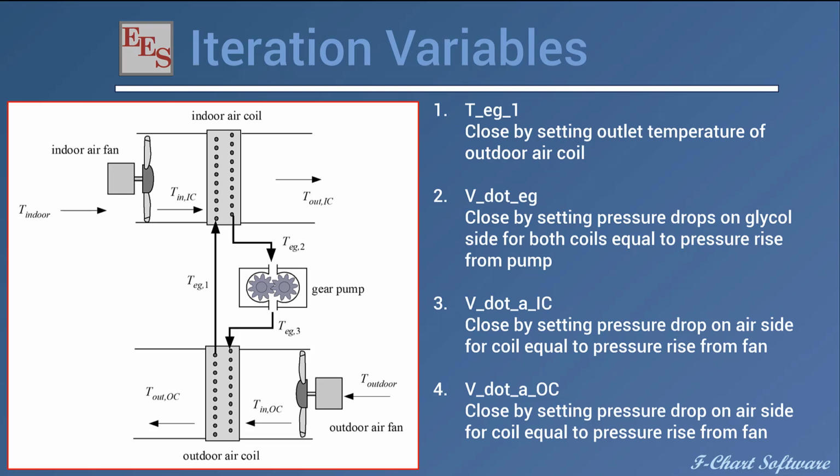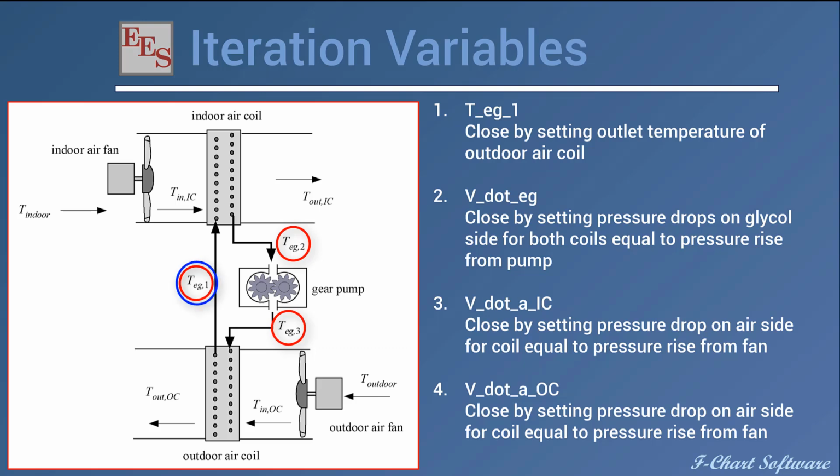And there's different ways to do this, but my strategy is going to be to start here at the T ethylene glycol 1 and guess some reasonable value for that. So you know it's got to be between the indoor and the outdoor air temperature. And then I'll run it through the indoor air coil, which will give me the ethylene glycol 2 temperature here. I'll run that through the pump, which will give me the ethylene glycol 3 temperature.